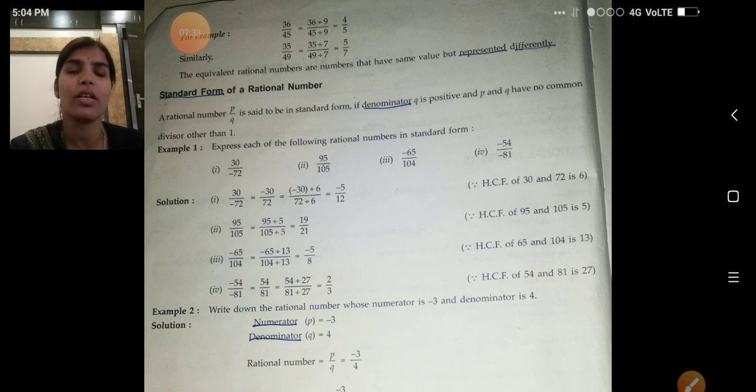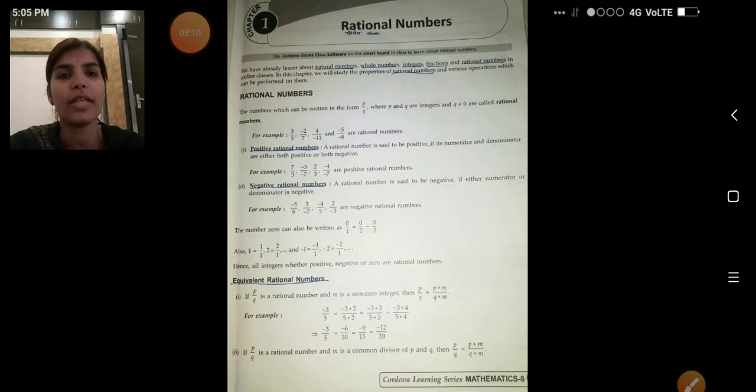Standard form means you have to divide both numerator and denominator by the common divisor as long as it is divisible. As far as they are divisible by a common divisor, you have to keep dividing the numerator and denominator. Okay, then the next example is 95 upon 105. Both 95 and 105 are divisible by 5. So we are dividing by 5. So your answer is 19 upon 21. Understand? Then you try it at home.